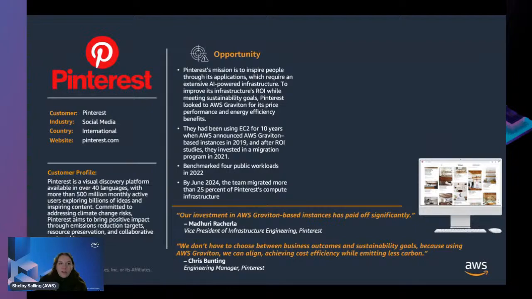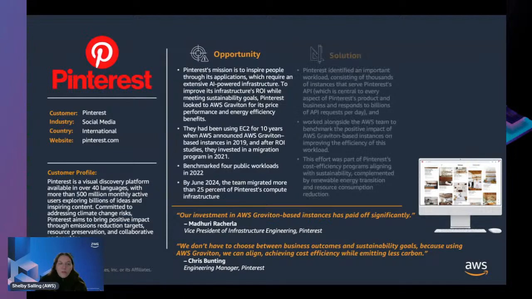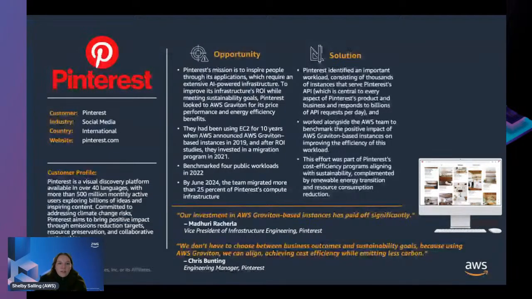So again, a lot of that already ran on AWS, but over 25% specifically to Graviton. So they identified an important workload consisting of thousands of instances that serve Pinterest API, which is central to every aspect of Pinterest product and business and responds to billions of API requests every day, and works alongside AWS team to benchmark the positive impact of Graviton-based instances on improving the efficiency of this workload.